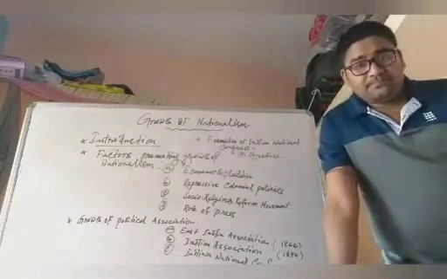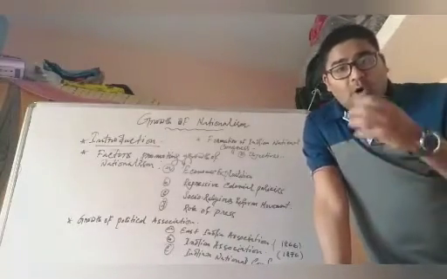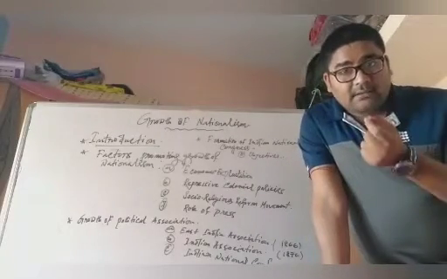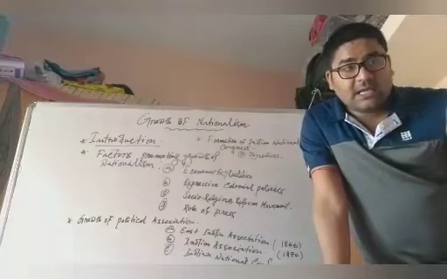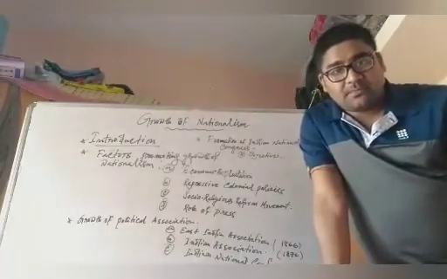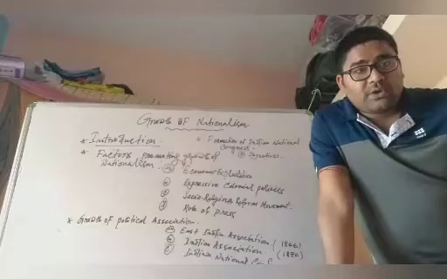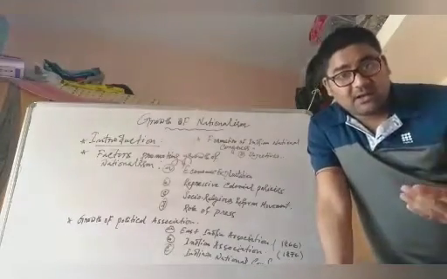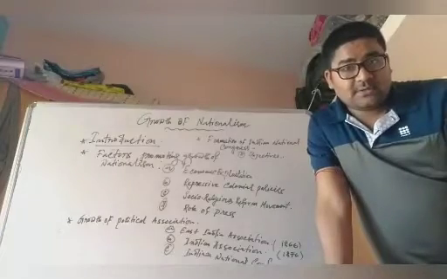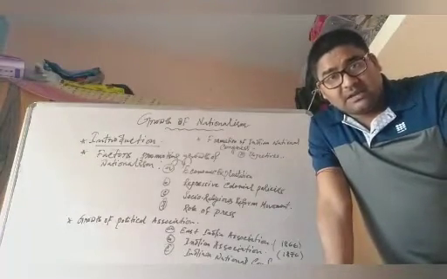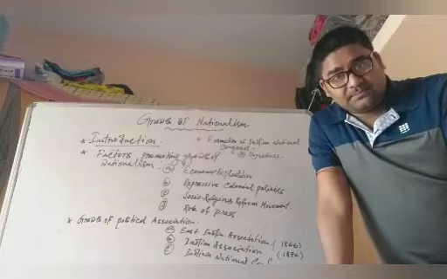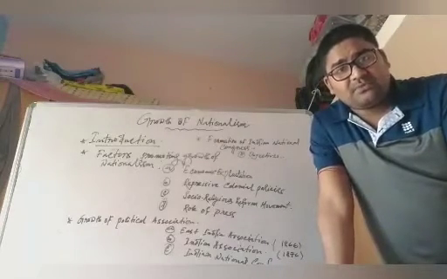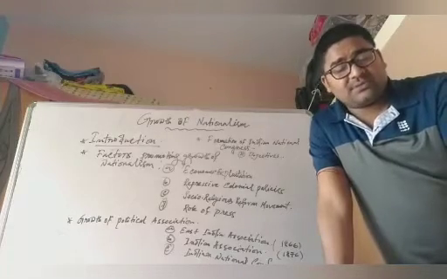Number one, Lord Lytton organized a Grand Delhi Darbar in 1877 to proclaim Queen Victoria as Empress of India. For that purpose he spent lakhs of rupees. But at the same time, India was suffering from famine, and he did nothing to rescue the people from that situation.